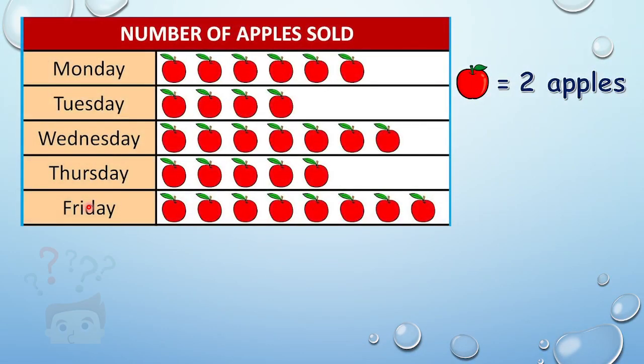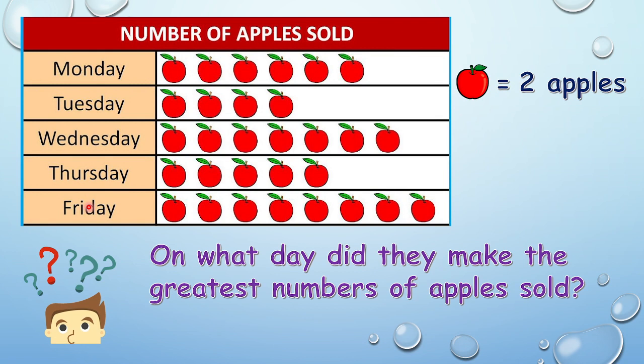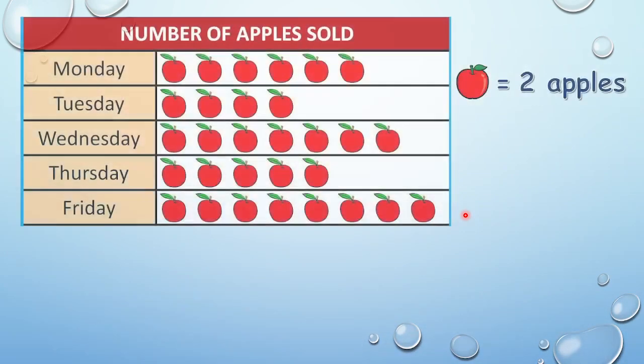Next, on what day did they make the greatest number of apples sold? When you say greatest, it means the biggest, the most. Friday, with 16 apples. Yes, it has the most because you see it has the most pictures.